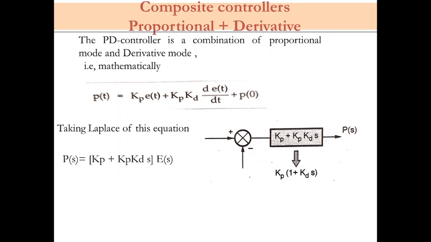So this series combination of proportional and derivative control modes gives the proportional plus derivative control mode. The mathematical expression, as I have explained earlier, contains two parts, that is, one is proportional and the other is derivative. When you take the Laplace transformation of this equation, it will become P of s equals Kp plus Kp into Kd into s into E of s. So here the block diagram for this kind of controller is shown in the figure.